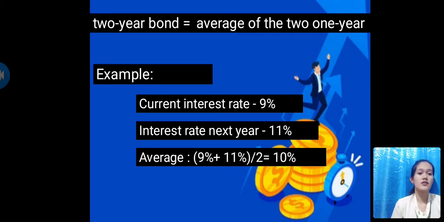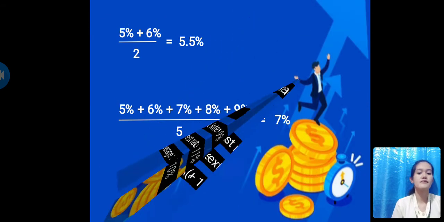Example, if the current interest rate is 9% and the expected interest rate next year is 11%, to get the average, you need to sum up the 9% and 11% and divide it by 2, which will equal 10%. Therefore, the interest rate on the 2-year bond must equal 10%.